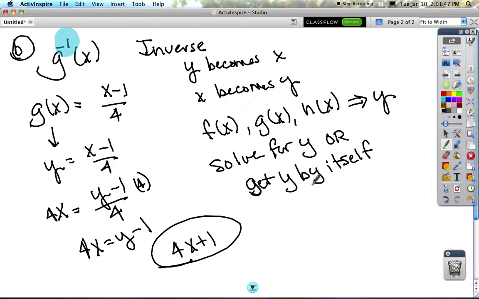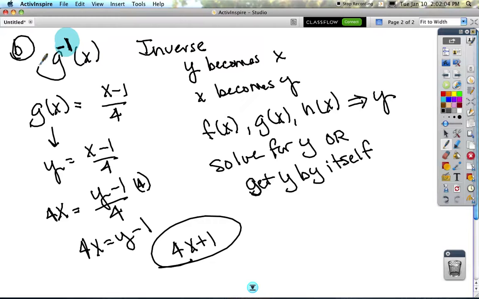We're going to do this again in a minute. You just got to remember, if it's got the -1 power, the y becomes x, and the x becomes y, and you get y by itself.